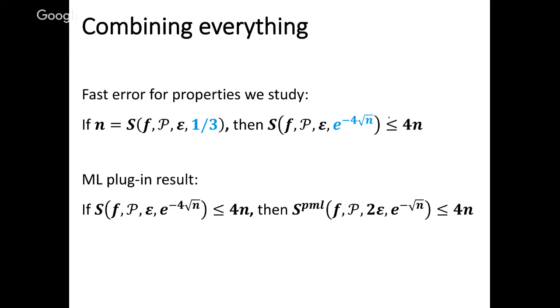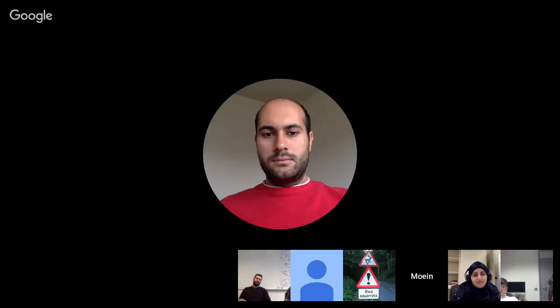That's a very fast drop in the error probability. And we'll combine this with the maximum likelihood plugin result. What did that say? It said that if you can estimate f up to additive epsilon with error probability delta, where delta is e to the minus 4 square root n, then PML is also able to estimate f up to additive error 2 epsilon with error probability now delta times the number of profiles. Delta is e to the minus 4 square root n, the number of profiles was at most e to the 3 square root n, and therefore you can estimate f up to additive 2 epsilon.